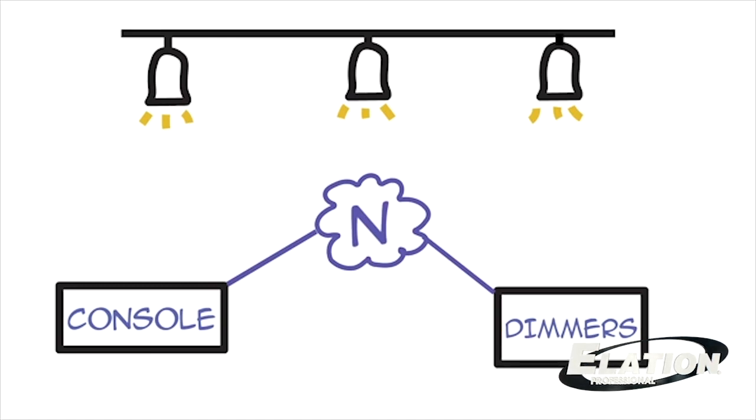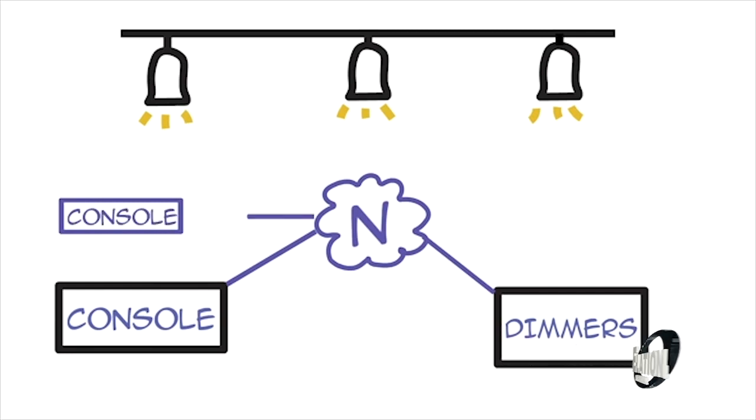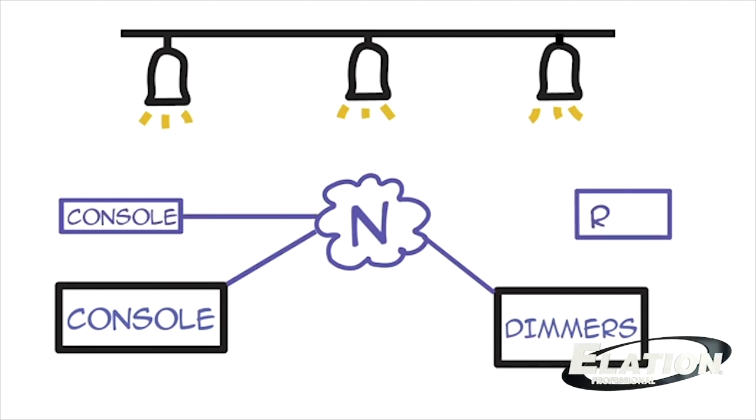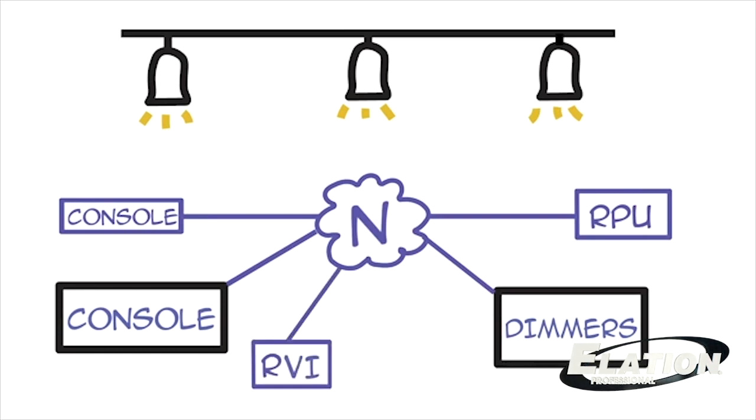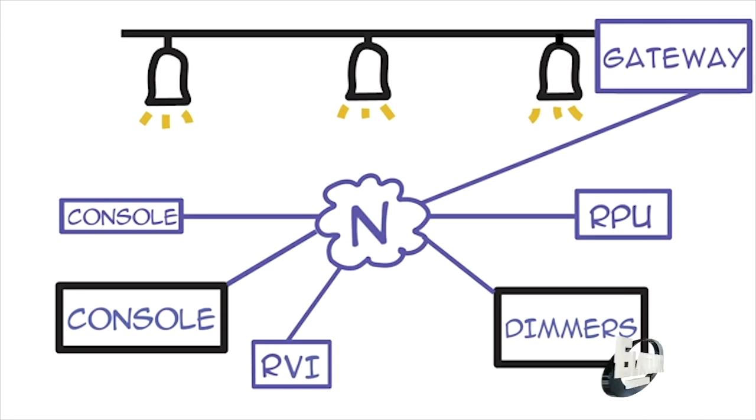Like what sort of other devices? Well, like another console, for instance. Or the remote processor you have as a backup. Or the video interface that lets your designer watch levels down at the tech table. Not to mention your gateways, which deliver data to all of your LEDs and movers. Well, you can see right there how much more capability you have thanks to the network.